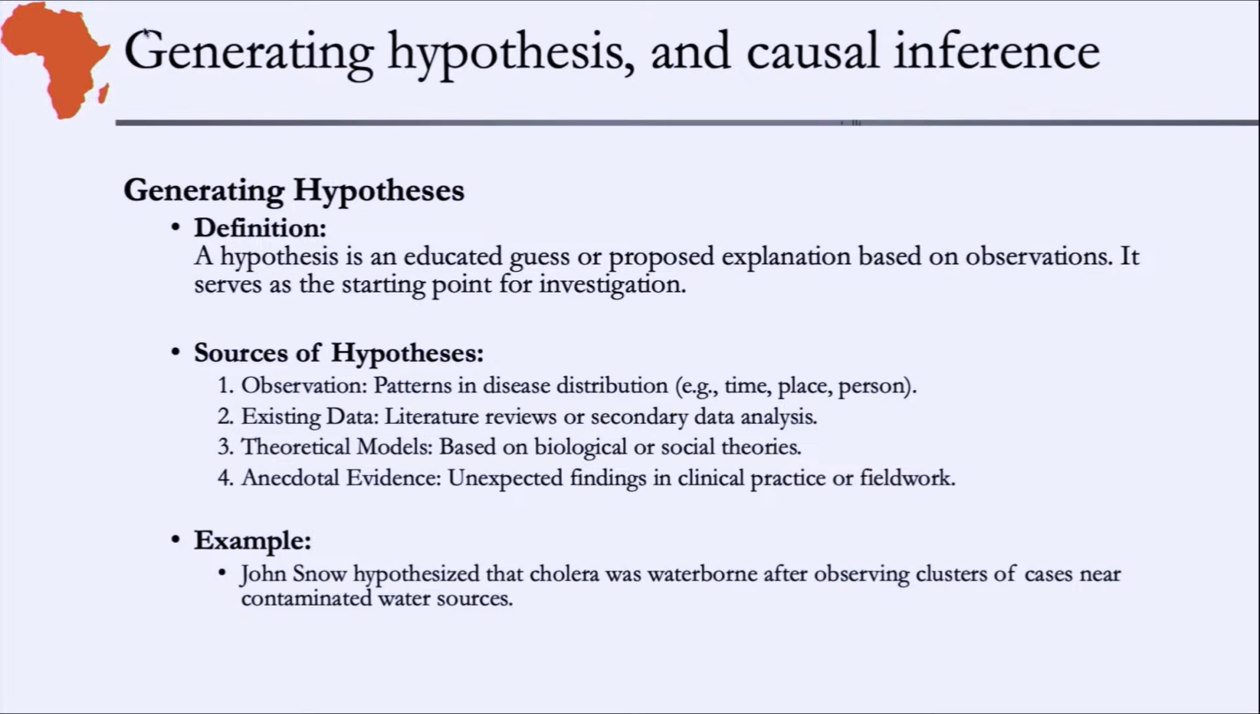If you look at the work which John Snow did, he was able to hypothesize that cholera was waterborne from observing the cluster of cases near the water source. You remember that pump? So that's an example of a very simple hypothesis: cholera was waterborne. It was associated with that water source.